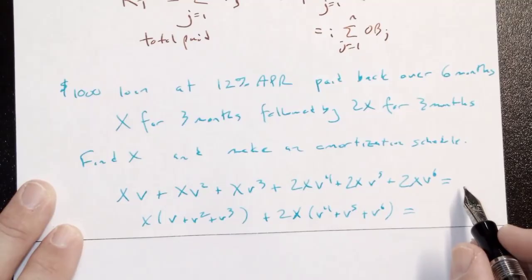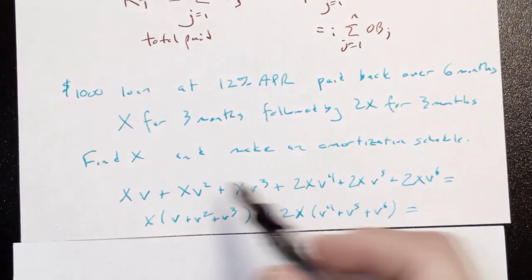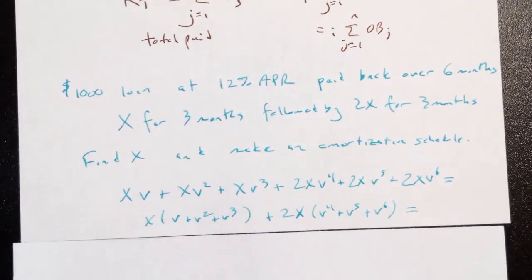Oh, V is equal to one over one plus the interest rate. That's what V is equal to. What's this whole thing equal to? Remember, my goal is to make an equation of value. I need an equation that's got to be equal to something.